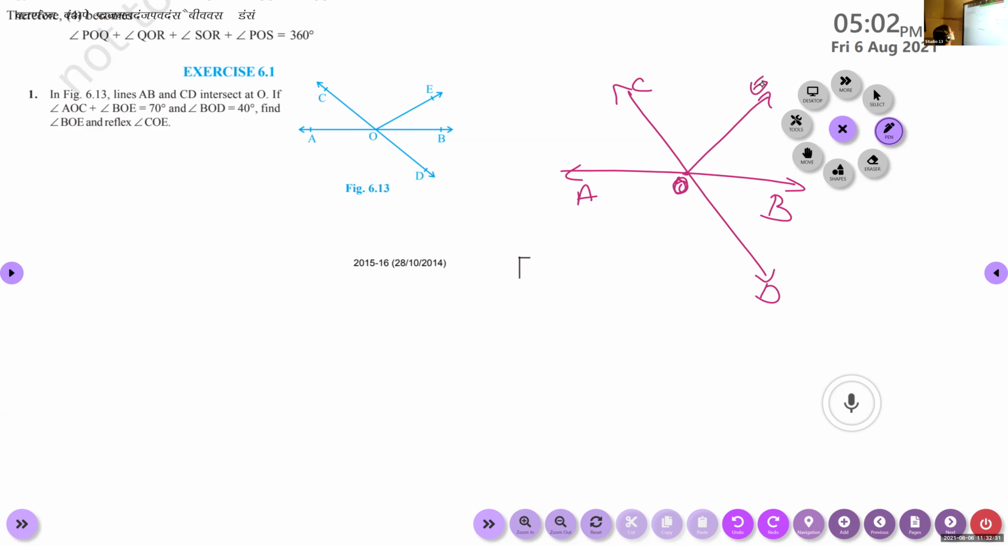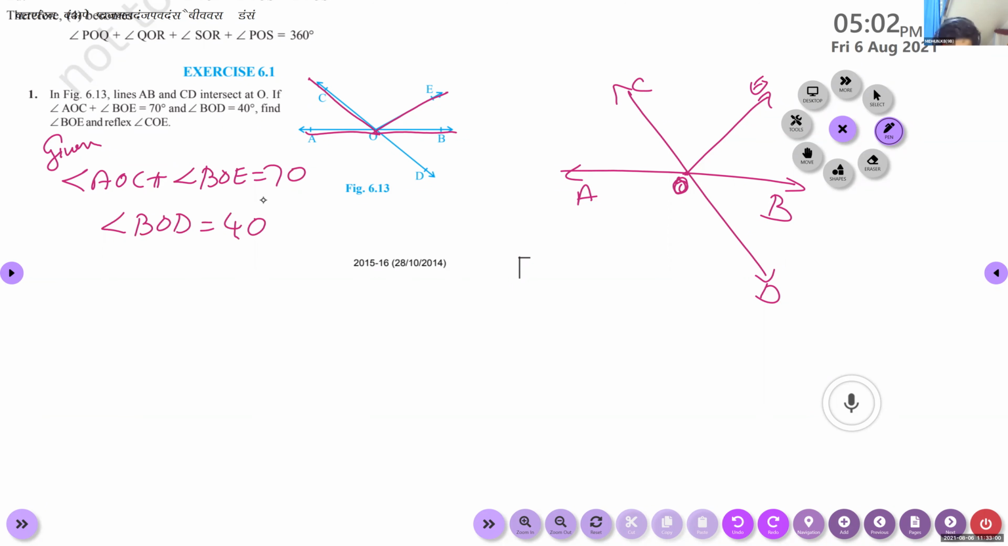Angle AOC plus angle BOE. All of you move your fingers through those two angles. The sum of those two angles is 70. Given that angle AOC plus angle BOE is equal to 70 degrees, and angle BOD is equal to 40 degrees.